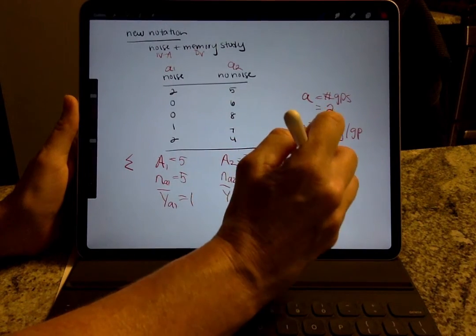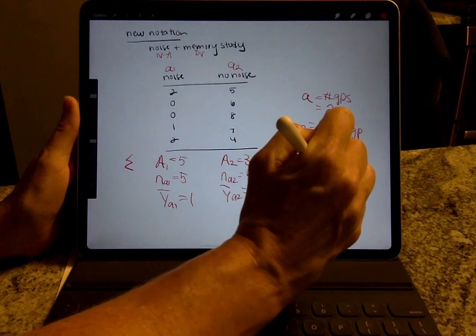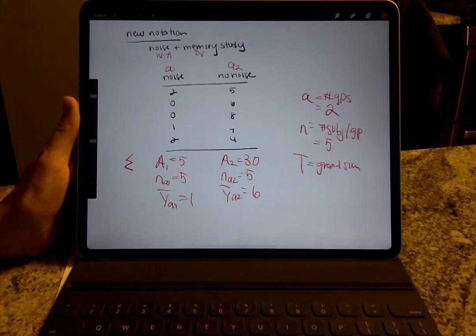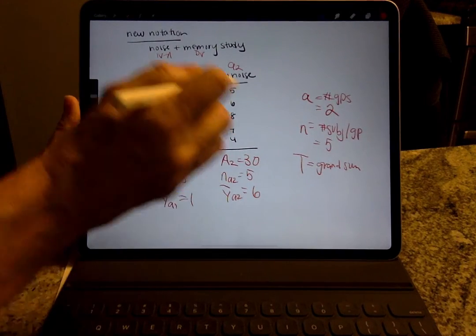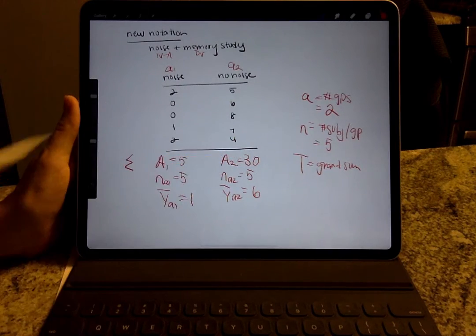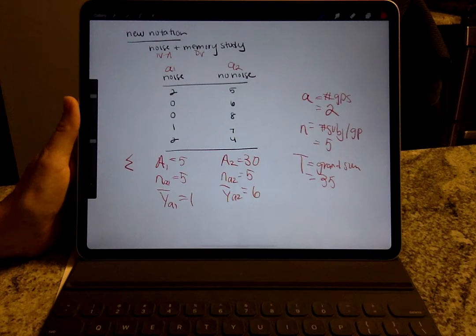There's something called capital T. Hopefully, if you were paying attention, you will remember that I said there's something very special about capital letters. When we see a capital letter, that means it's a sum. So capital T is the grand sum. It's the sum of all the scores. We could either add up all 10 of these numbers, or if we trust our sums down here, we could just add up 5 plus 30. So in this case, our grand sum is 35.